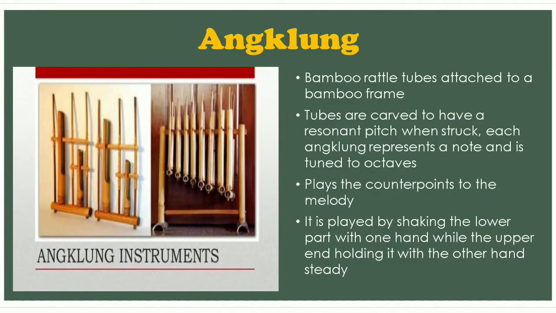First one is the angklung. An angklung is also called a bamboo rattle tube. It is attached to a bamboo frame. It is a tube that is carved to have a resonant pitch when struck. Each angklung represents a note and is tuned to octaves. It plays the counterpoints to the melody, and it is played by shaking the lower part with one hand while holding the upper end steady with the other hand.